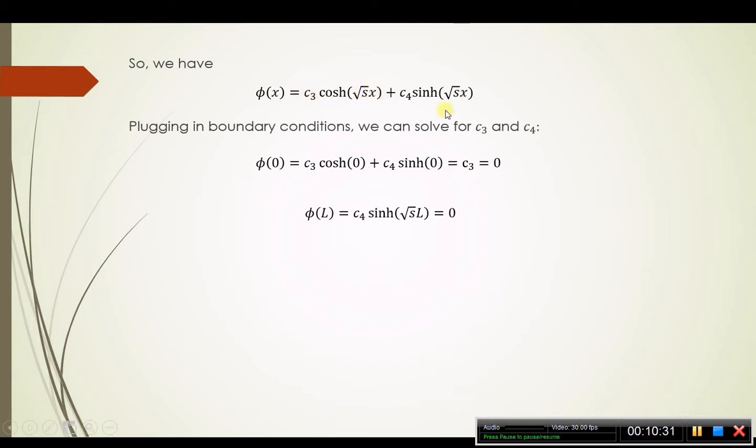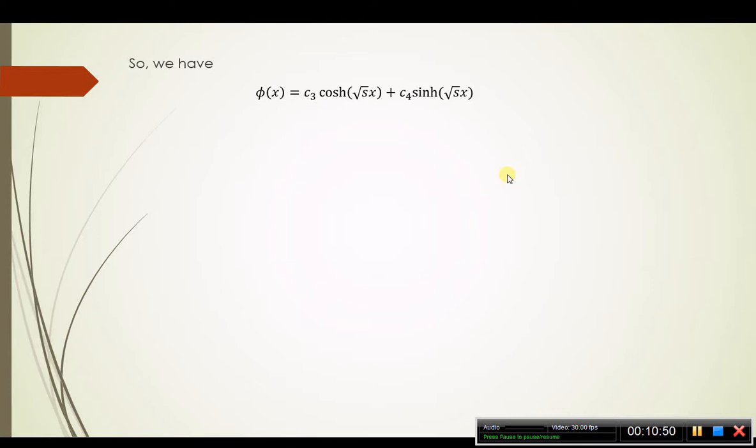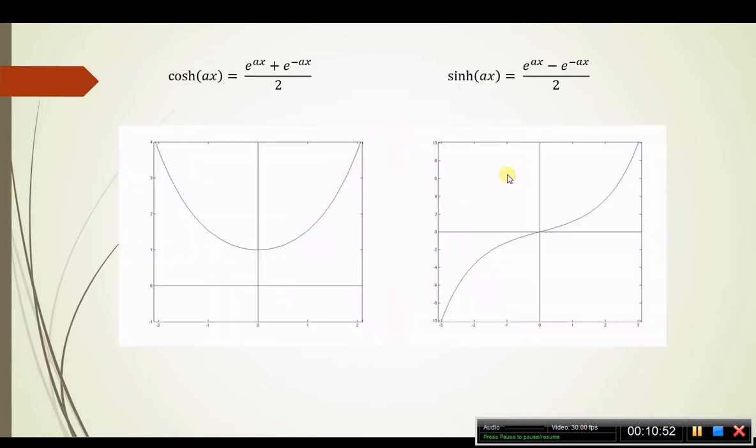So now we plug in L into this boundary condition. We have c4 times sinh of square root of s times L has to equal 0. So remember what we're looking for is what is c4. Remember the graph. If you look back up at what we had before, the graph here, the only time that the hyperbolic sine is equal to 0 is when x is equal to 0.